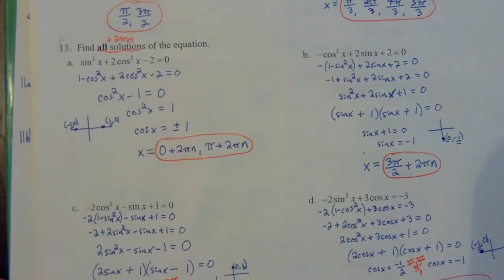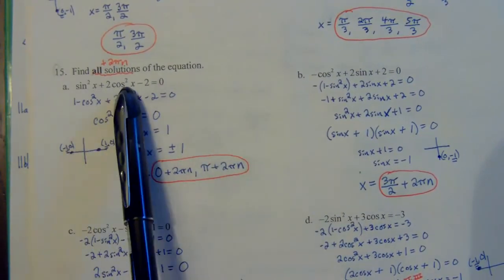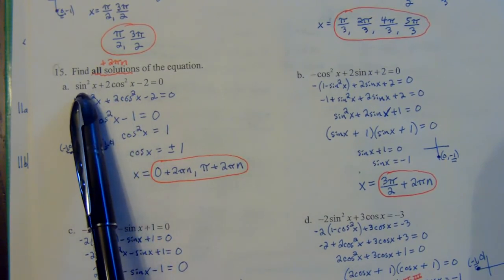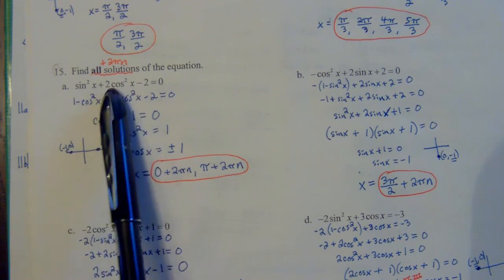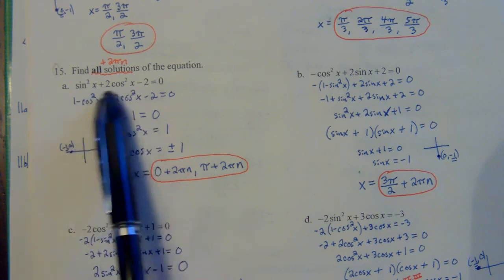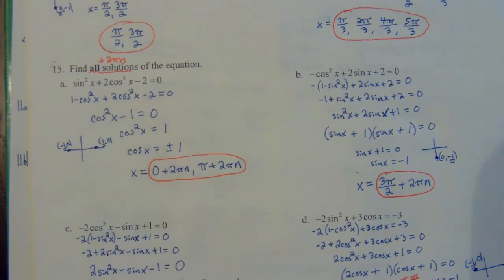On letter A, it doesn't matter which one you switch. You could change this cosine squared to a 1 minus sine squared, or you can change that sine squared to a 1 minus cosine squared. It doesn't matter when they're both squared, okay? So it's not like the double angle form where it matters which one you change. It just doesn't matter. Just pick one and go with it. It'll work out either way.